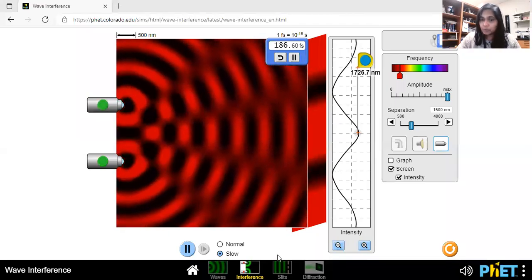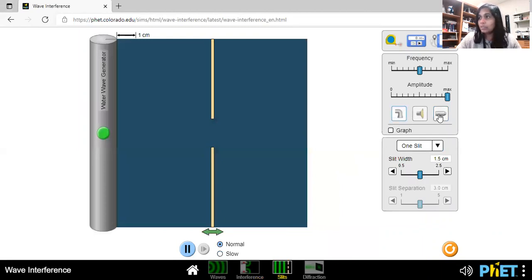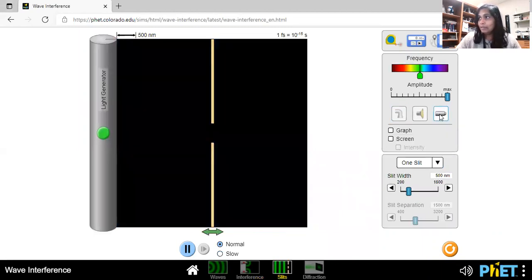All right, so in the next part of the experiment, you will be using the slits. So click on the slit and then you click on the laser light, and then frequency, let's set it to blue light. In that way, we should be able to see a better picture. And then we set the amplitude to maximum.